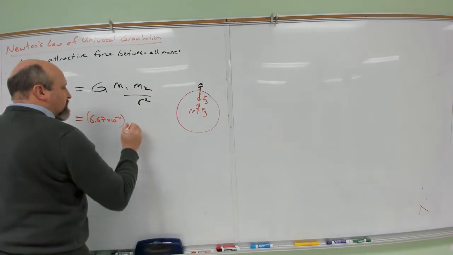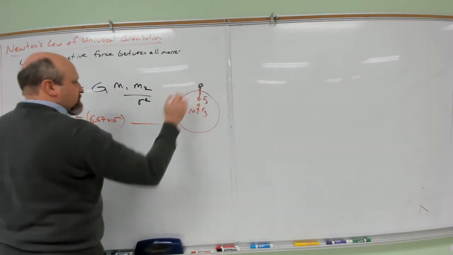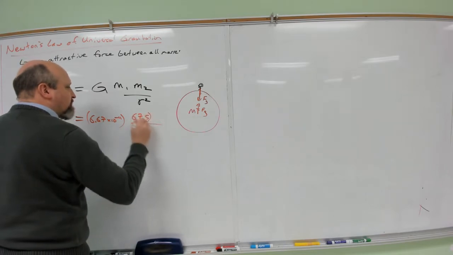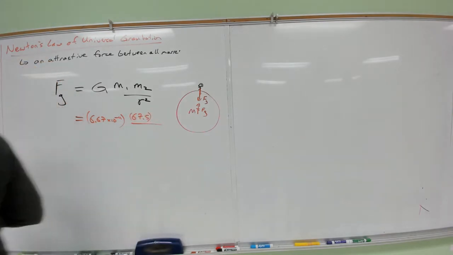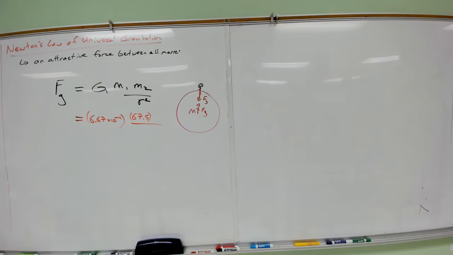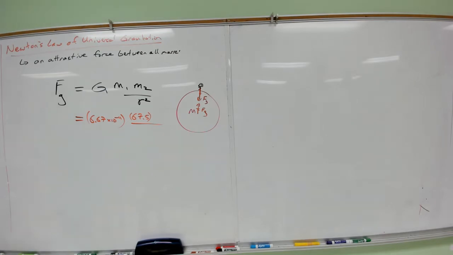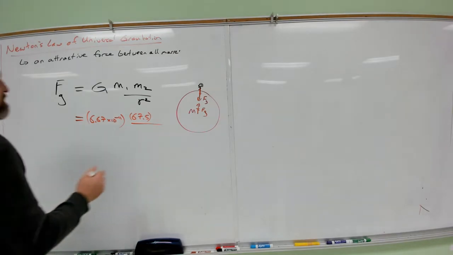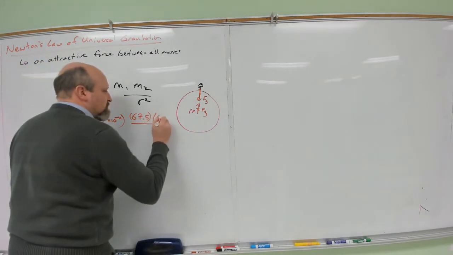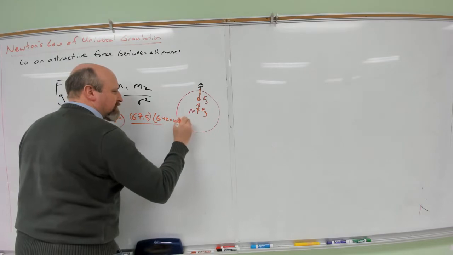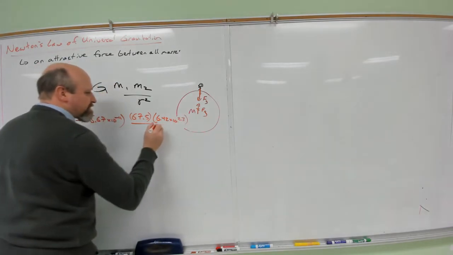Now we have these. Now, one of them is the astronaut, and the mass of the astronaut they told us was 67.5 kilograms, that's the mass. And so we know it's the mass because we recognize the units kilograms. The other thing they tell us is the mass of the planet is 6.42 times 10 to the 23rd kilograms.